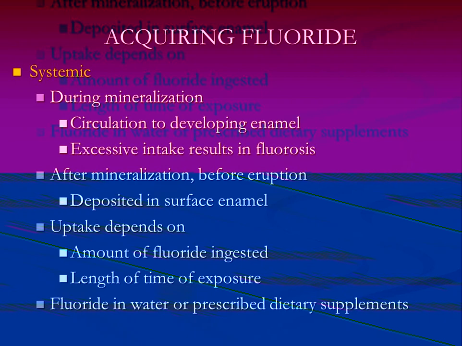The other subsection of the systemic acquisition of fluoride is after mineralization, but before that tooth erupts into the oral cavity. And this is when we have larger amounts of fluoride in that surface enamel. So if we take the cross section of the tooth, we would have a whole lot more parts per million of fluoride on those outer surfaces of the tooth.